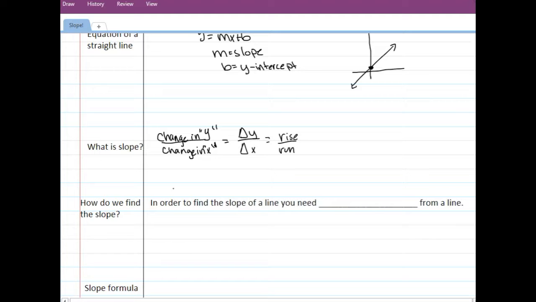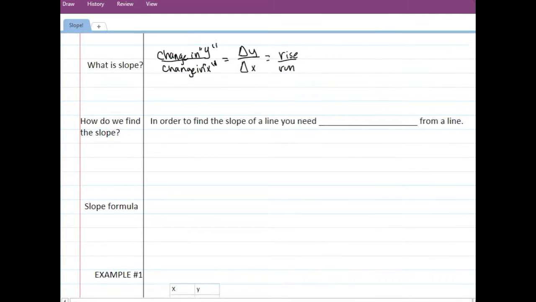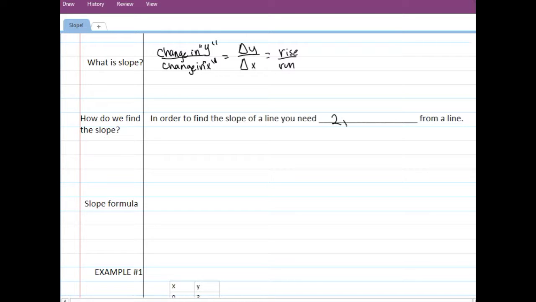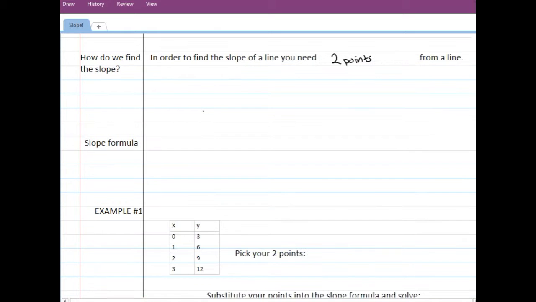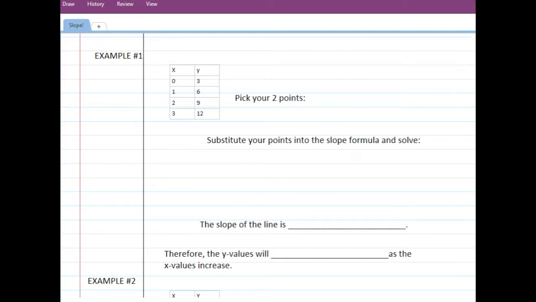So how do we find slope? Well, in order to find the slope of the line, you need 2 points from the line. And with those 2 points, you're going to use the slope formula, which is y2 minus y1 over x2 minus x1. And we'll talk about what those numbers mean. But for right now, let's highlight this formula so you know which one to use. So you know what slope is, and you know that you need 2 points to substitute into the formula. So let's use all of that to solve the first example.